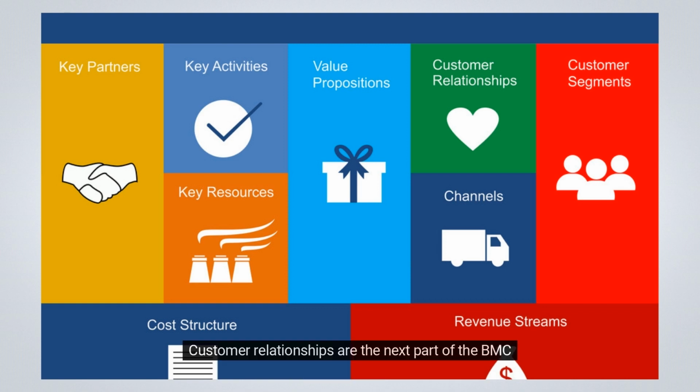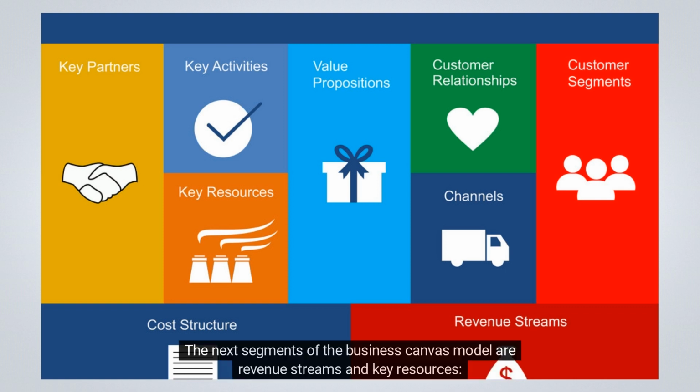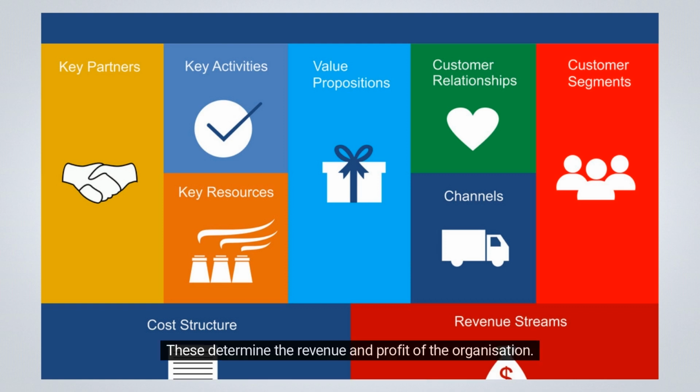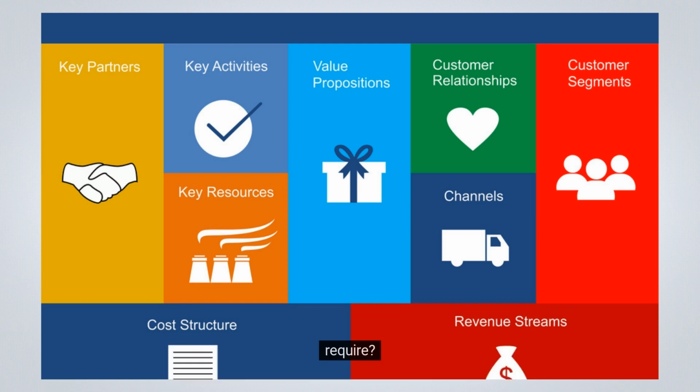Customer relationships are the next part of the BMC, which determines the nature of the relationship that the organization has with each customer segment. The next segments of the business model canvas are revenue streams and key resources. These determine the revenue and profit of the organization. It also highlights what key resources the organization's value proposition, channels, and customer relationships require.